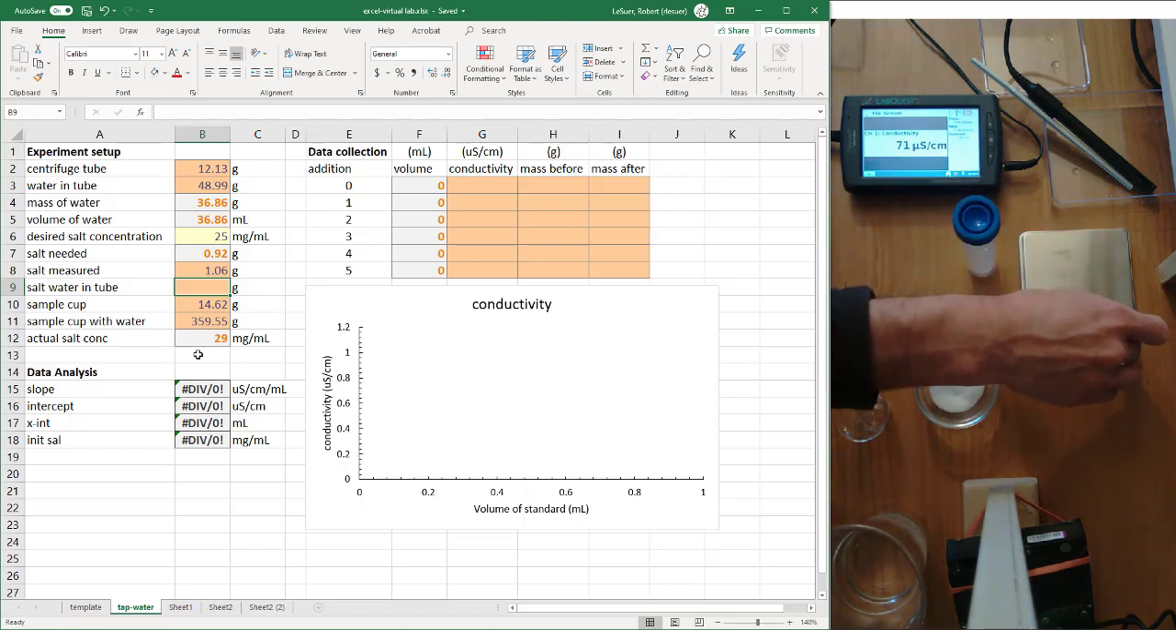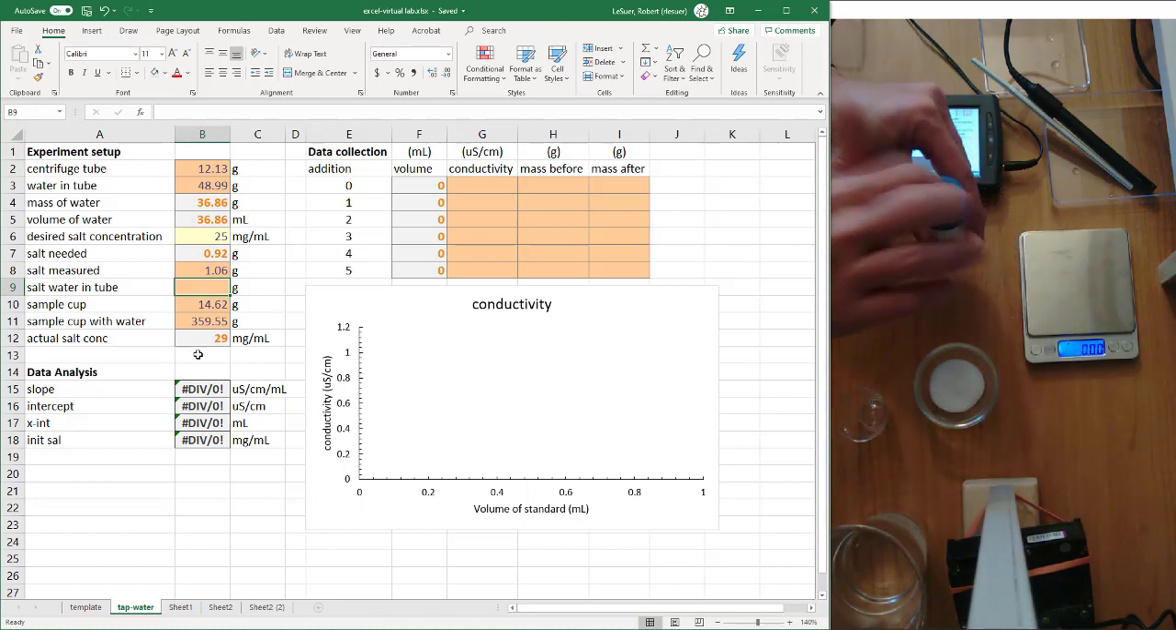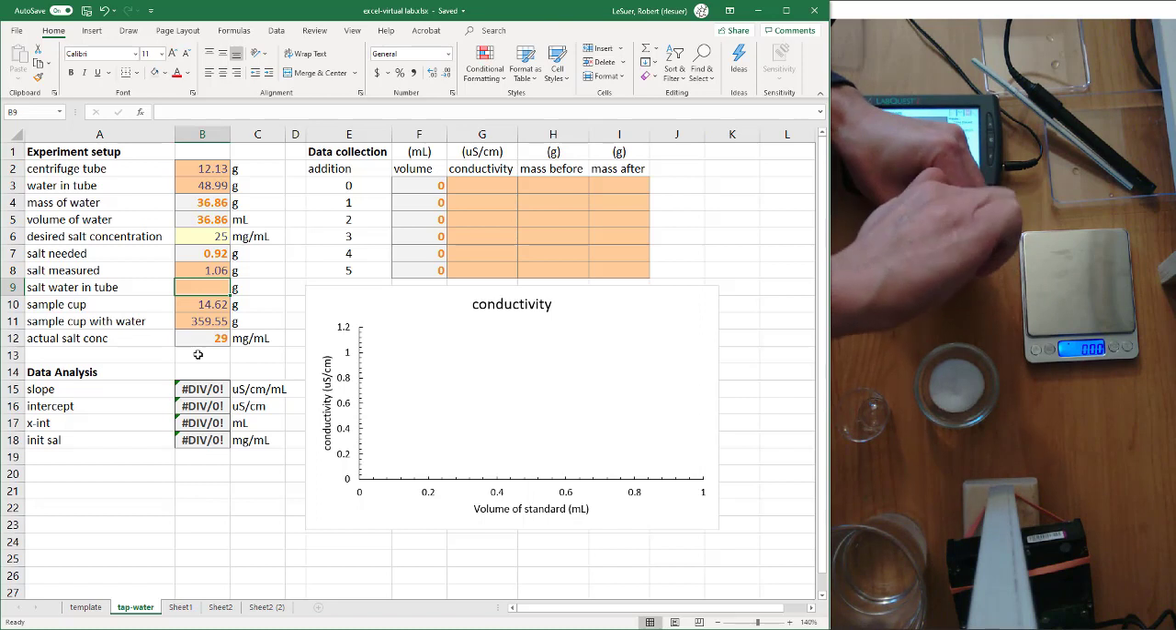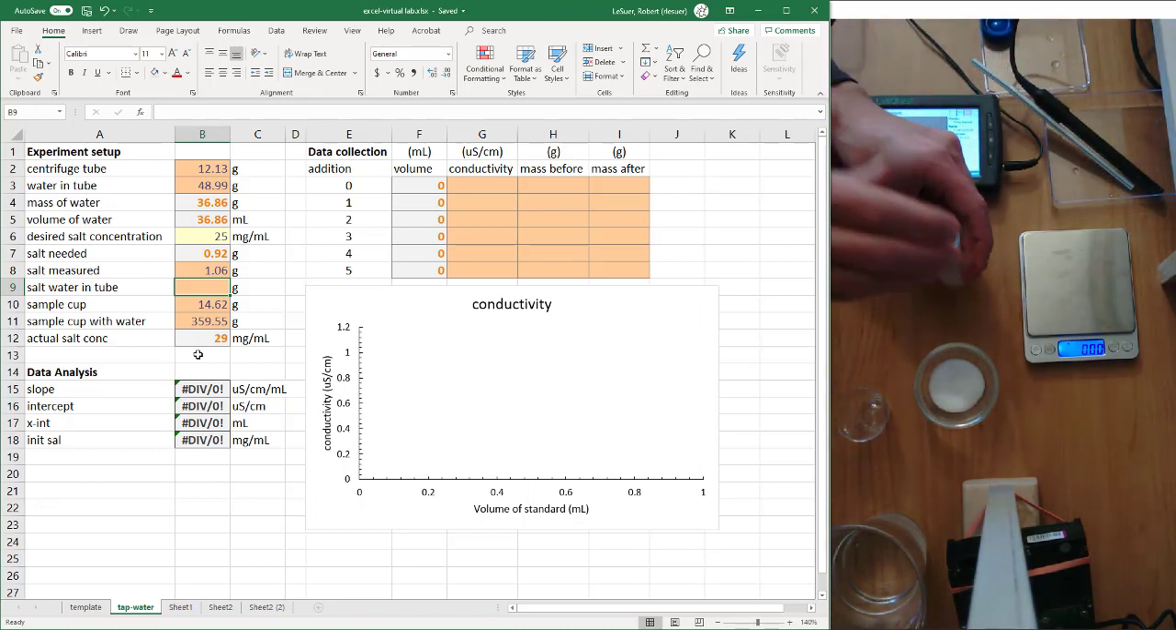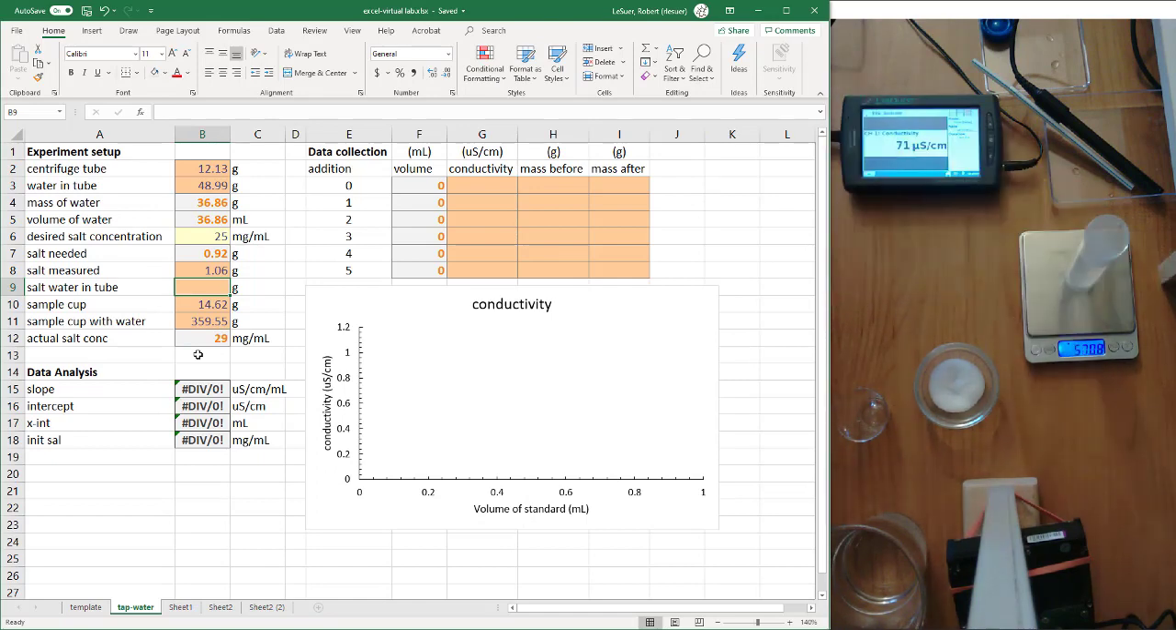Let's go ahead and now weigh. I do need to weigh this without the cap, because I know the weight of the bottle without the cap. And there we are. And so the salt water in the tube, 49.98. I do this just to make sure that we didn't lose any.